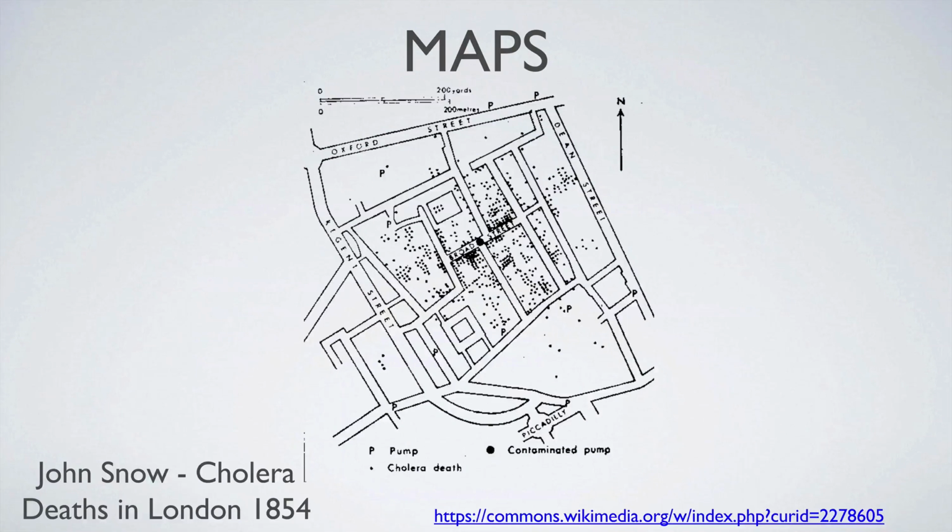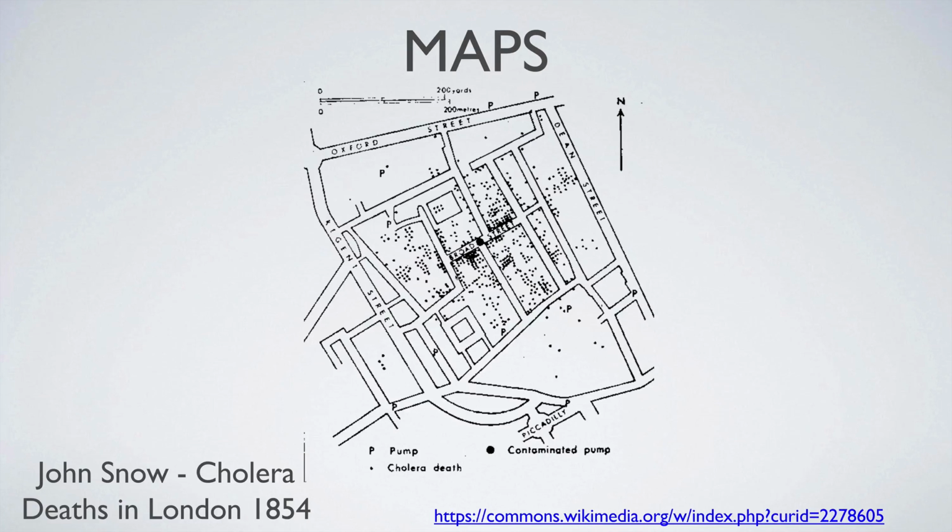Couple of other important examples. Here we have a really important map from 1854. This was cholera. Cholera is related to water. You get it from contaminated water, and this is part of London, Oxford Street, Regent Street, Piccadilly, and there was a cholera outbreak near a contaminated pump.